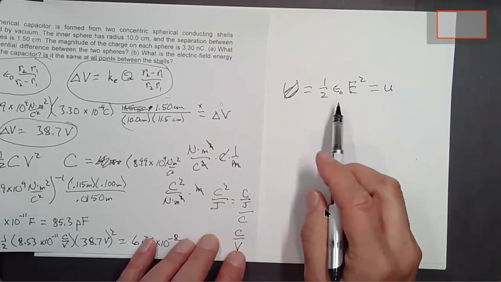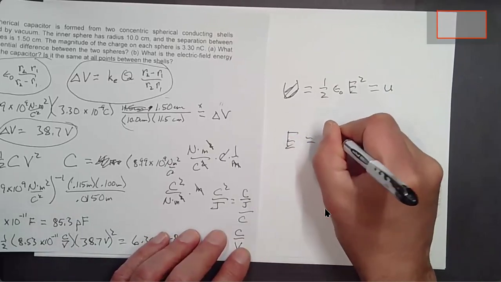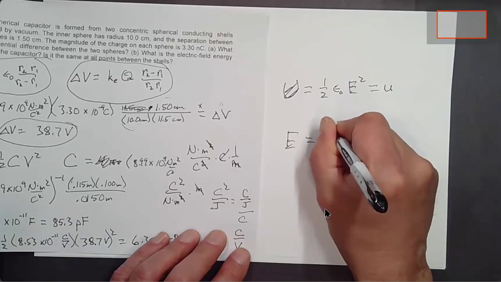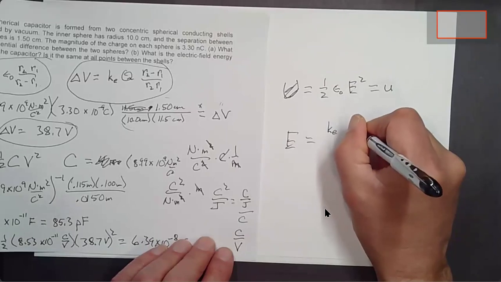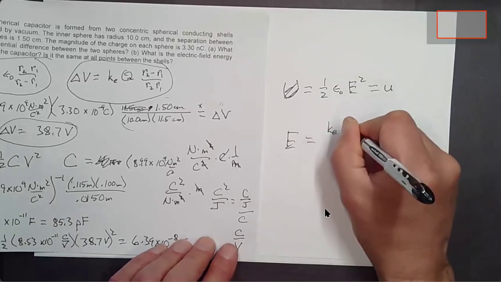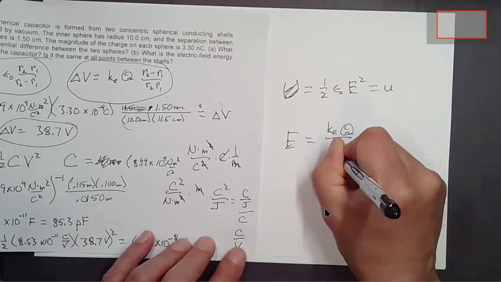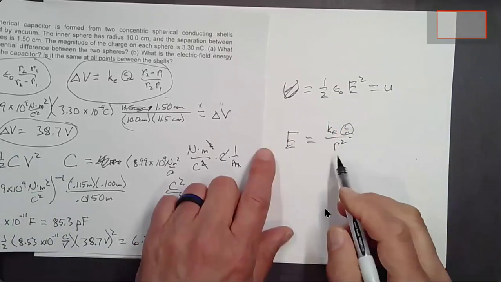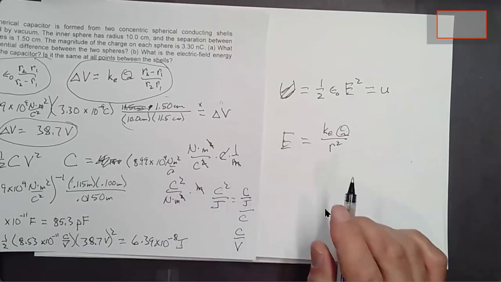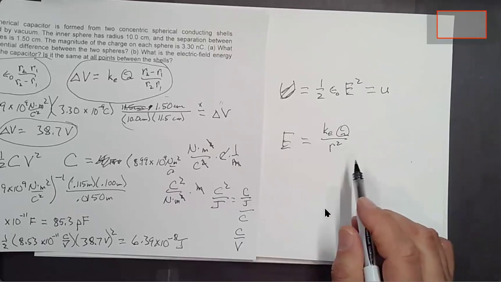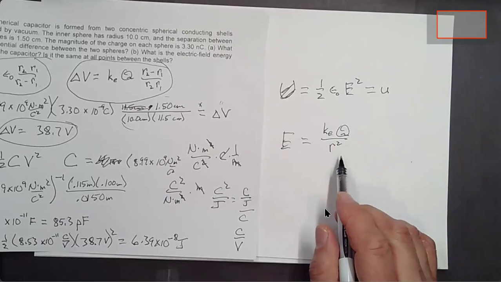You could actually integrate this, but the electric field in this case, in between those two shells, is going to be K sub B times the amount of charge you have on that thing, the 3.30 nanocoulombs, divided by R squared. And that's the magnitude of the electric field. So it's diminishing constantly as you go toward the outer conductor of this spherical capacitor.